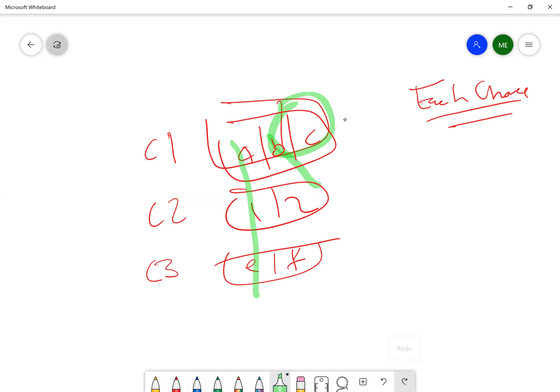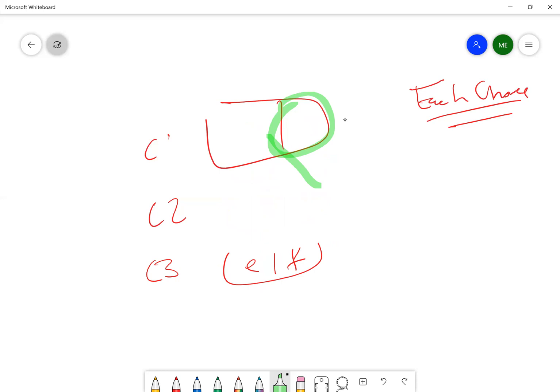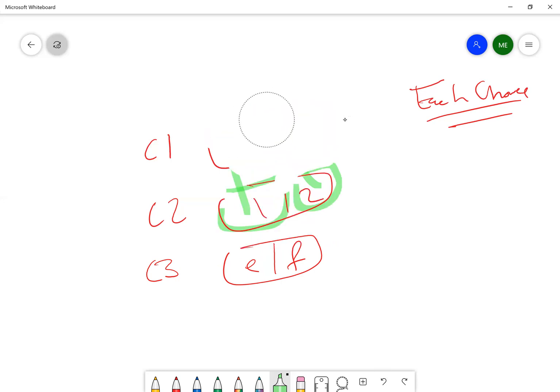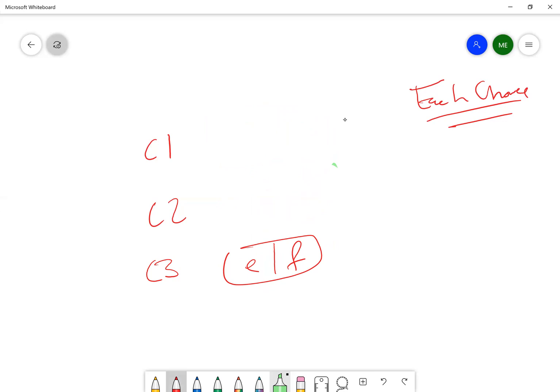It's just freezing on me for a second. It's frustrating. It's not as fluent as it was at the beginning.